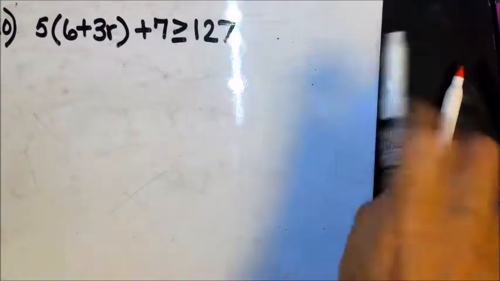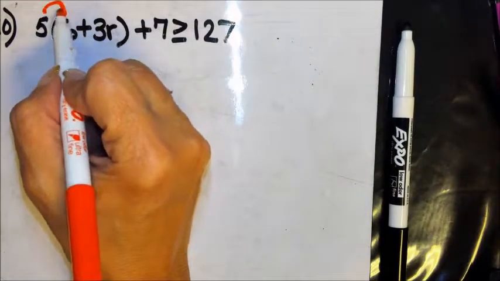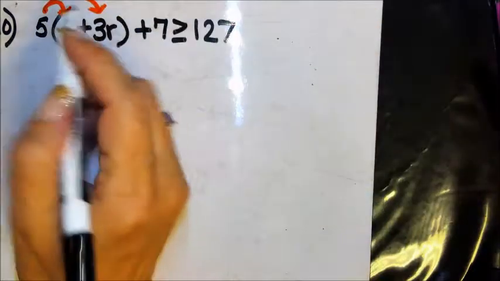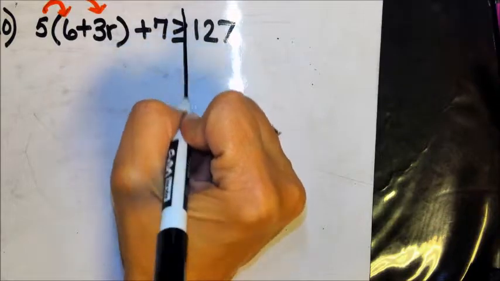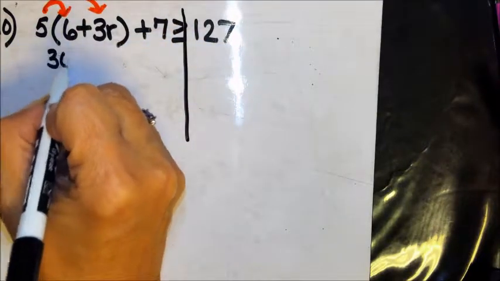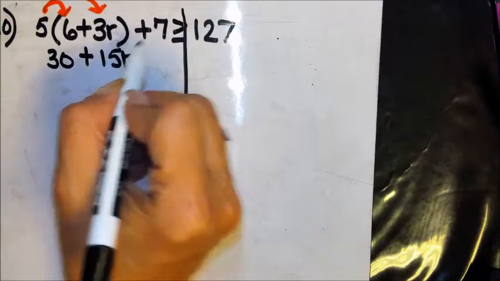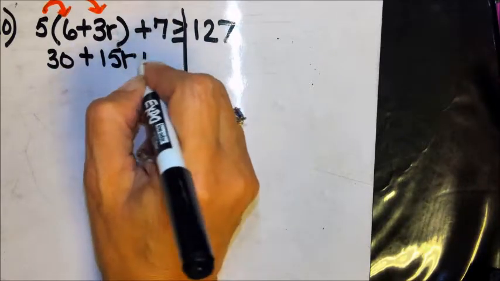All right. So when I look at this one, I'm going to have to use the distributive property again. So I'm going to draw my line. I'm going to have 30 plus 15r, and then I have this plus 7 that's just kind of hanging out on the end.